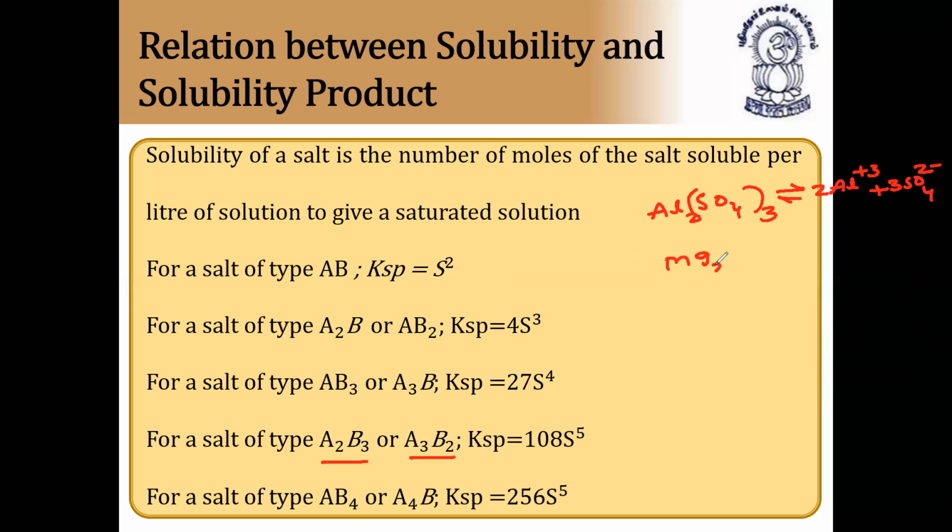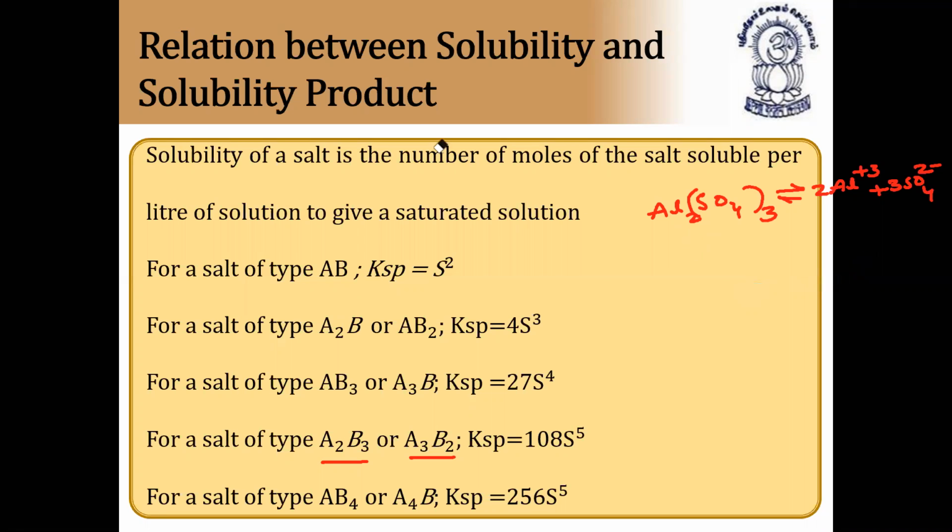For A3B2 we can write Mg3(PO4)2, magnesium phosphate. Or you can even write barium phosphate. Better to write barium phosphate because it is a sparingly soluble salt. So barium phosphate dissociates to form... sorry, this is not the correct formula.